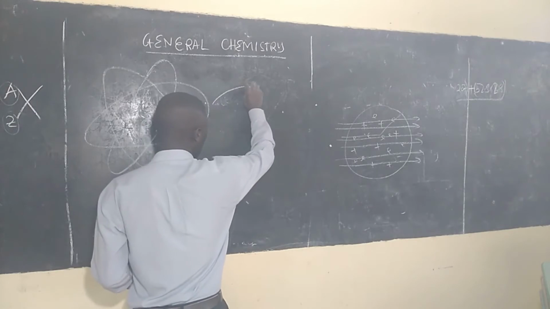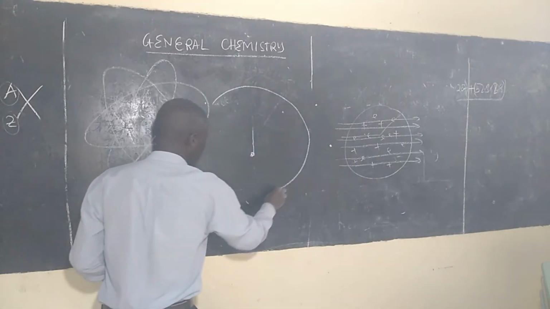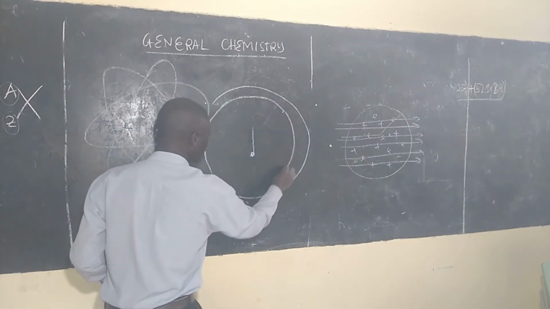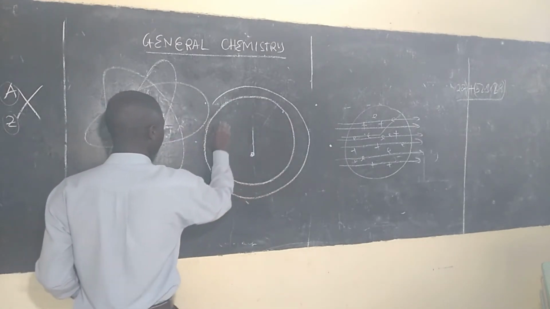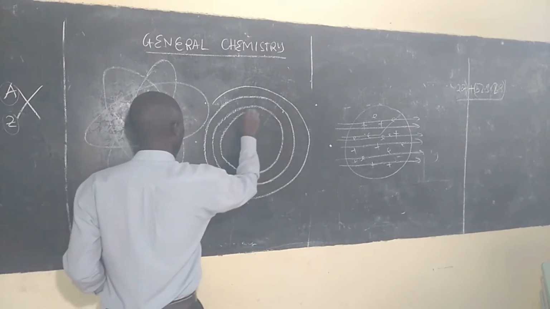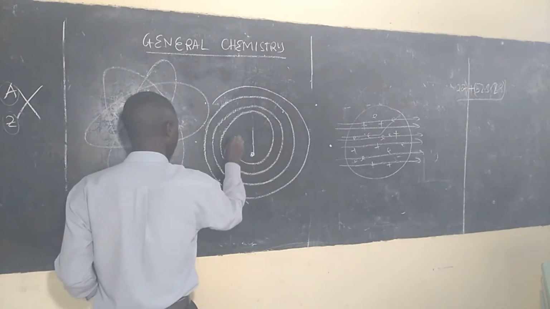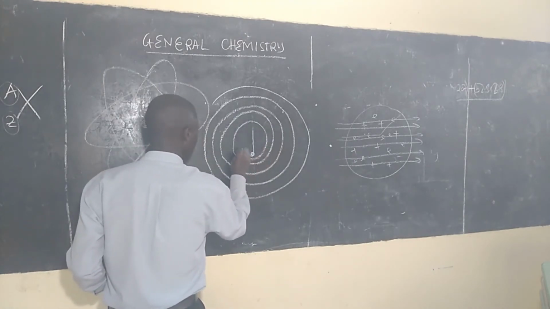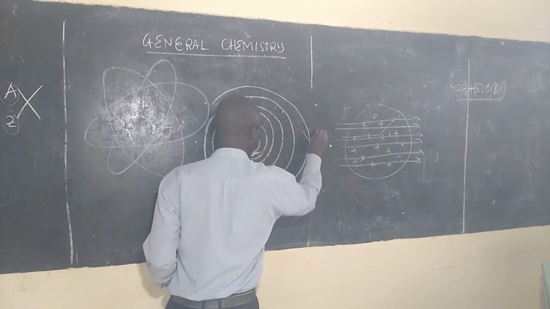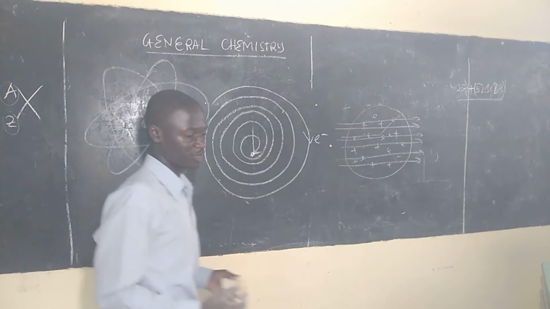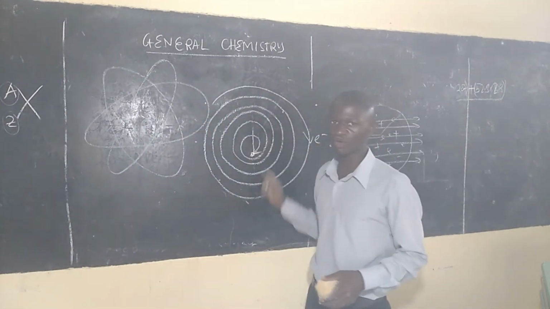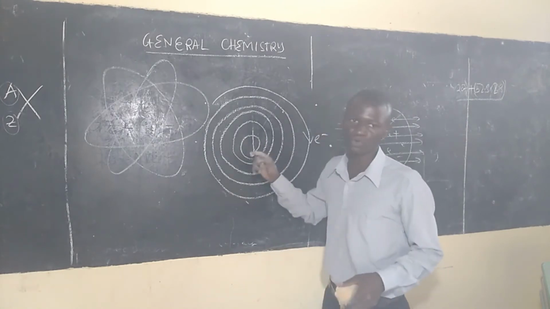Sasa according to Rutherford, hii revolving electron ingeweza ku lose energy. As it revolves, it loses energy. And finally, ingeenda kutua pale kwenye nucleus. So this according to Rutherford, kwamba he failed to explain about the stability of an atom. Kwamba why electron yenyewe inapita kwenye orbit moja tu, haiji kufall kwenye nucleus.